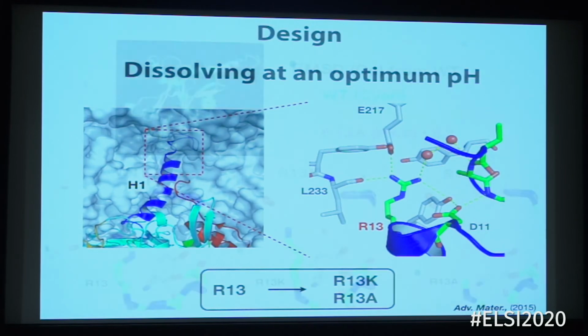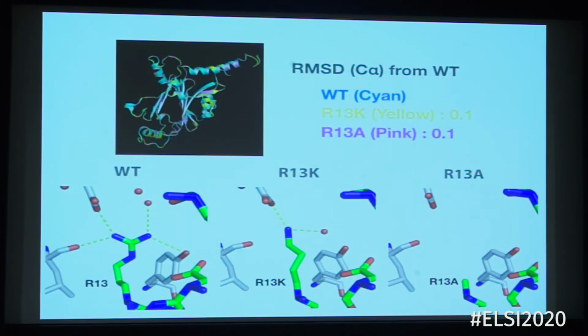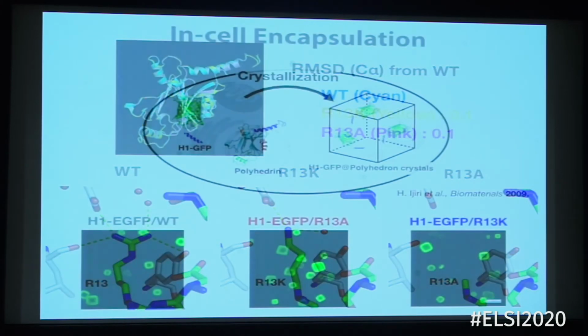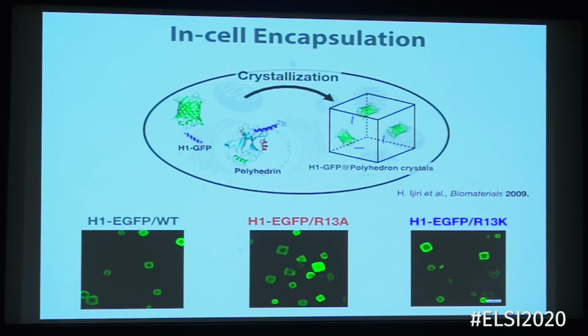So if we reduce the hydrogen bonding network, I expected that this crystal should dissolve easily at lower pH compared with pH 10. Then we replaced arginine 30 with lysine or alanine, and we successfully obtained the crystal. At first, in order to incorporate protein, we incorporated GFP with the H1 tag, right? The method has already been reported. Then we could confirm the crystallization and the encapsulation of the GFP using the mutant.